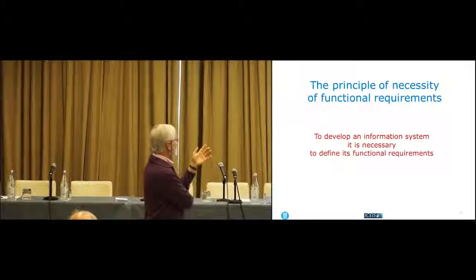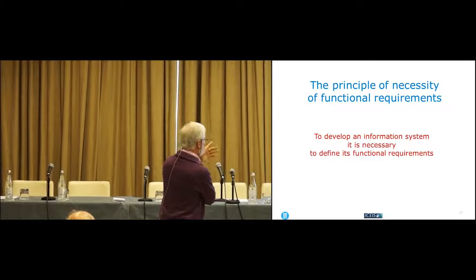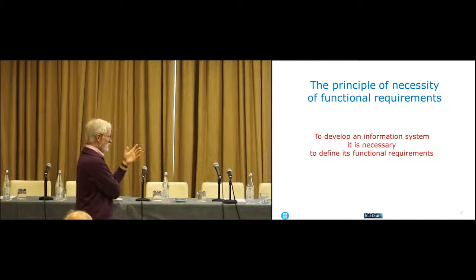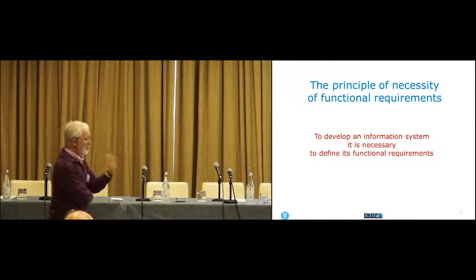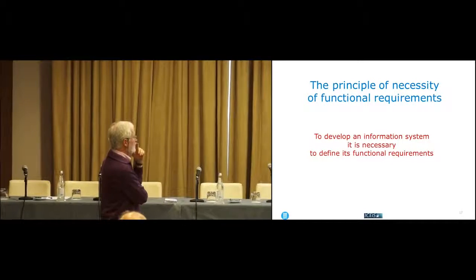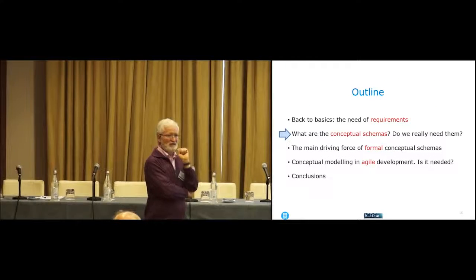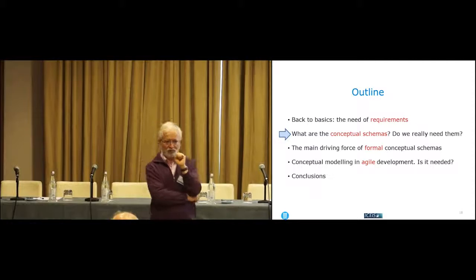So, therefore, it follows that to develop an information system, it is necessary to define the functional requirements. It was necessary to define the requirements in general, and of course the functional requirements even more. So this is the basics. It's only the part of the basics that we need for what follows.